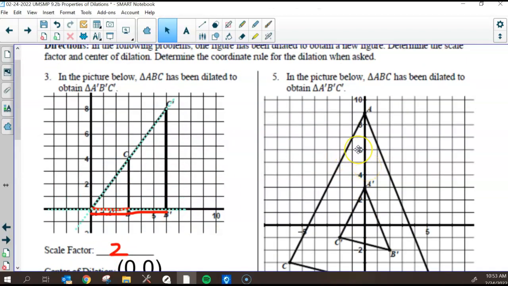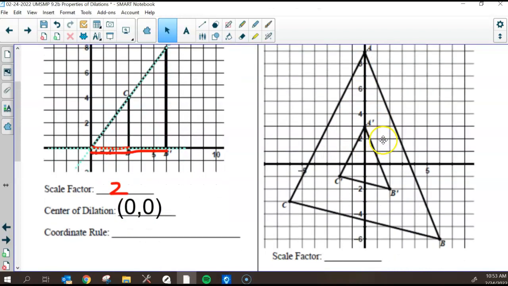Number 5. In the picture below, triangle ABC has been dilated to obtain triangle A prime, B prime, C prime. Is it getting smaller or bigger? Okay, and this time we're having a little bit of a harder time with the lengths because all of these are diagonals, so it's going to be harder to measure those lengths.